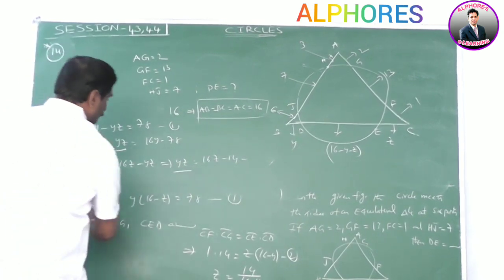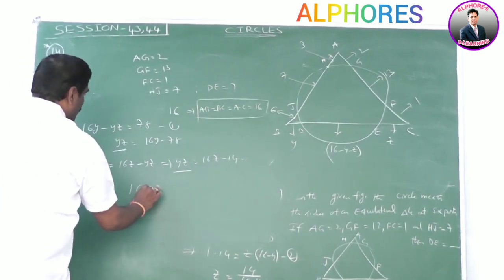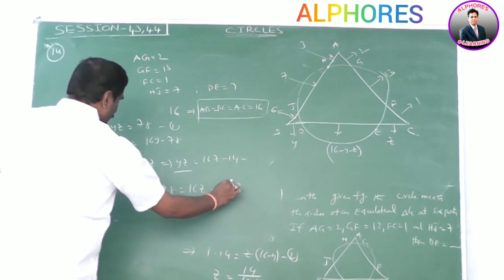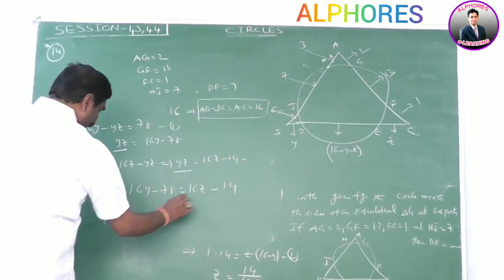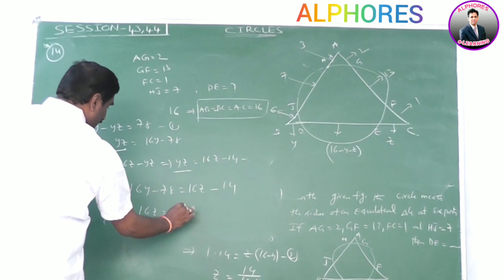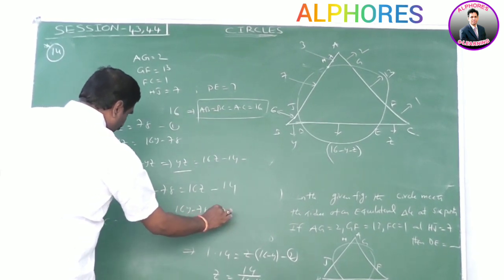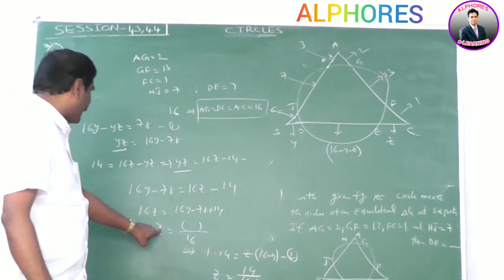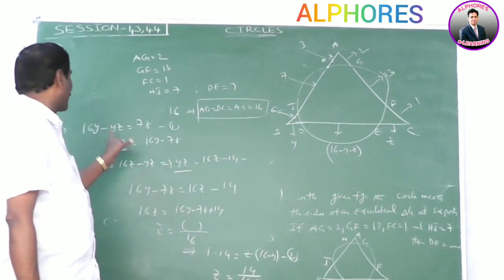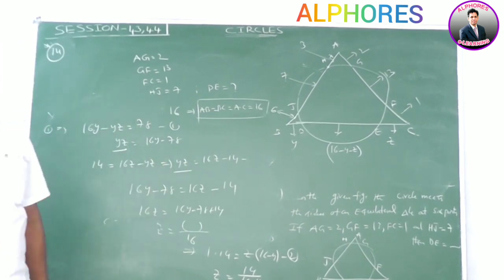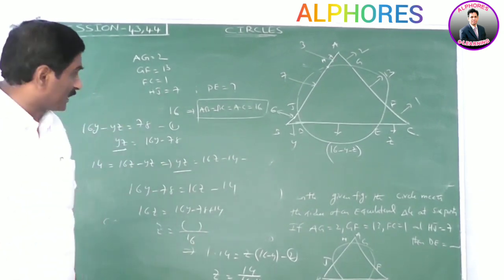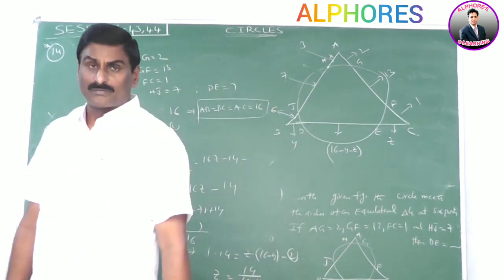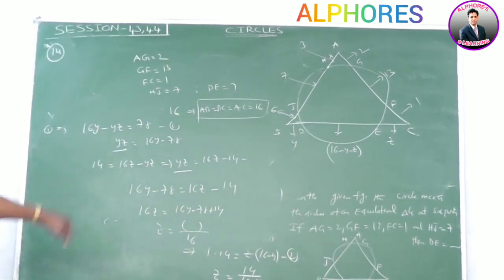That means 16y minus 78 is equal to 16z minus 14. So 16z is equal to 16y minus 78 plus 14. That means z is equal to this value by 16. Substitute the value of z in this equation or this equation, we get a quadratic in y. Solve that equation, we get y and z. After finding y and z, the value of DE is equal to 16 minus y minus z. Very, very important. Please complete this problem.